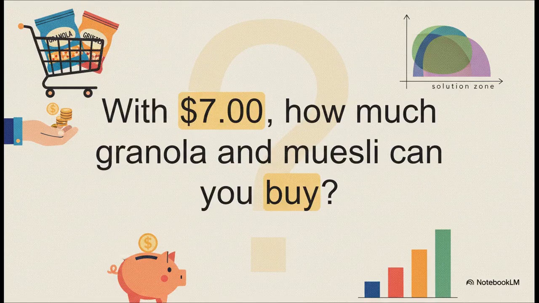Okay, let's make this real for a second. Picture this. You're at the store. You've got exactly $7 in your pocket, and you're looking at the bulk bins. What mix of granola and muesli can you actually buy without that dreaded insufficient funds message popping up? I mean, there's not just one right answer, is there? You could buy a little of this, a lot of that, and that right there, that's the whole point.